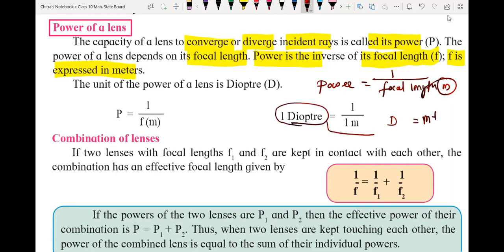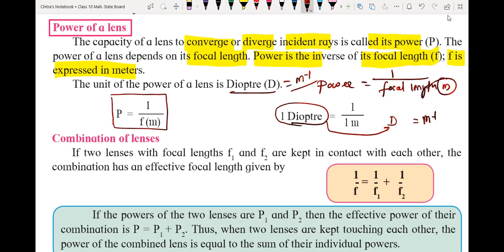That's why the power of a lens is represented by capital D, and capital D is called the diopter. Diopter equals meter inverse. So the unit of power of the lens is the diopter, and it is represented by capital D. Therefore, power equals 1 divided by F, where F is the focal length in meter.